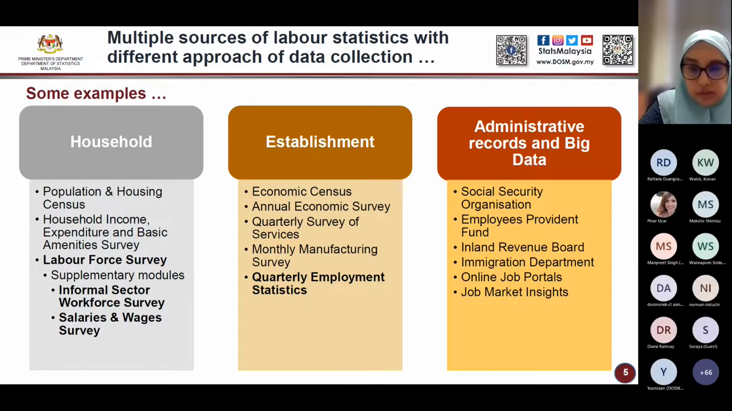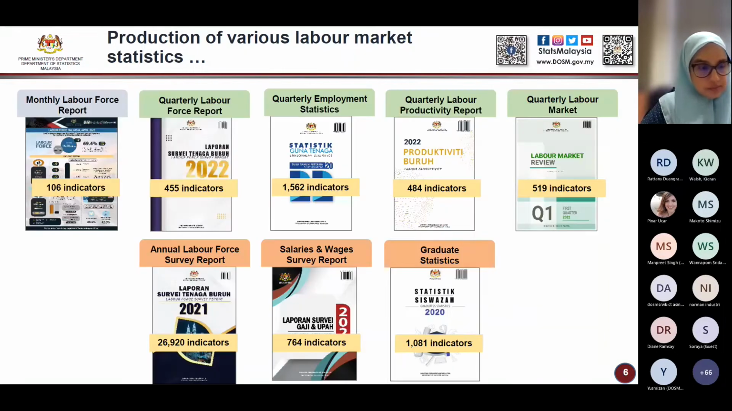And from administrative records and big data, these are some of, but not exhaustive of, the Social Security Organization, Employees Provident Fund, Inland Revenue Board with their tax data, and then the Immigration Department, which offers information on non-citizens coming into the country. And then we have online job portals and job market insights. So can we move to the next slide, please?